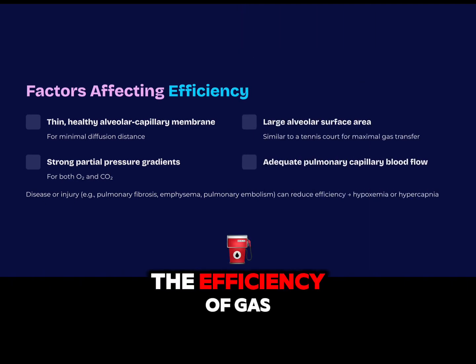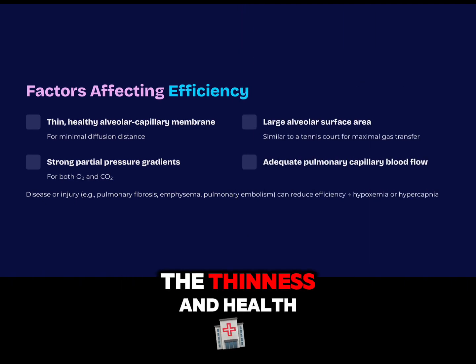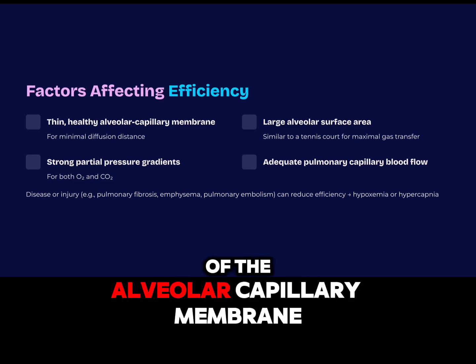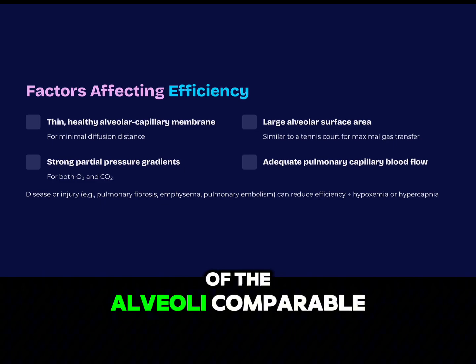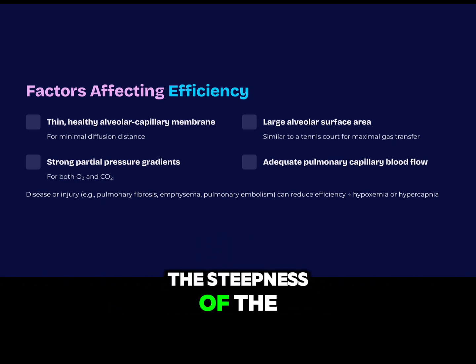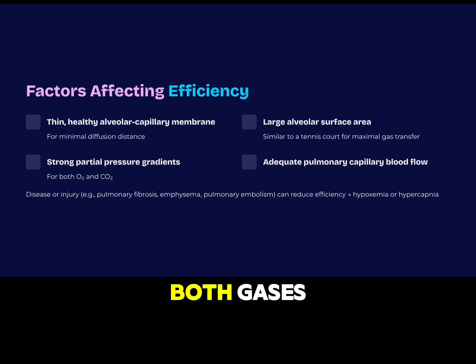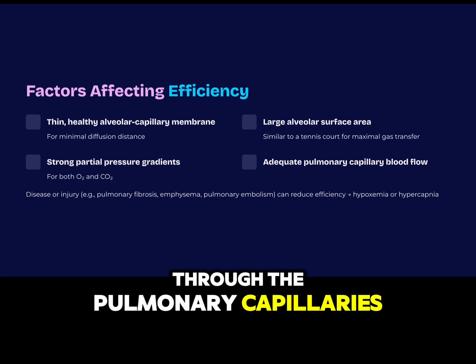The efficiency of gas exchange depends on a few different factors: the thinness and health of the alveolar capillary membrane, the large surface area of the alveoli comparable to a tennis court, the steepness of the partial pressure gradients for both gases, and adequate blood flow through the pulmonary capillaries.